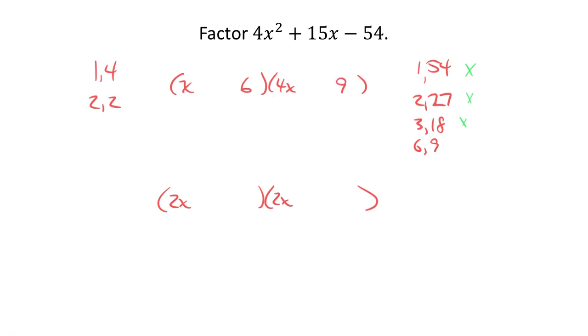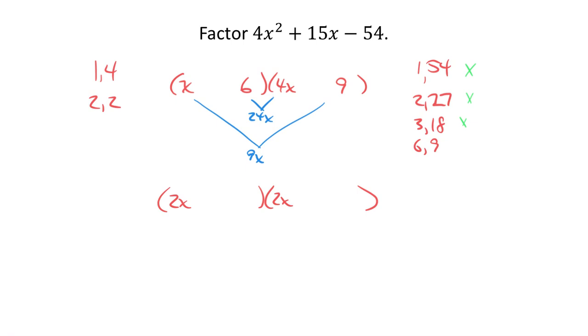We take the product of the inner 2, and we take the product of the outer. 6 times 4 is going to be 24, so we'll get 24x. x times 9 will give us 9x. And there we have it. 24 and 9 combined to give us the 15 that's in the middle.